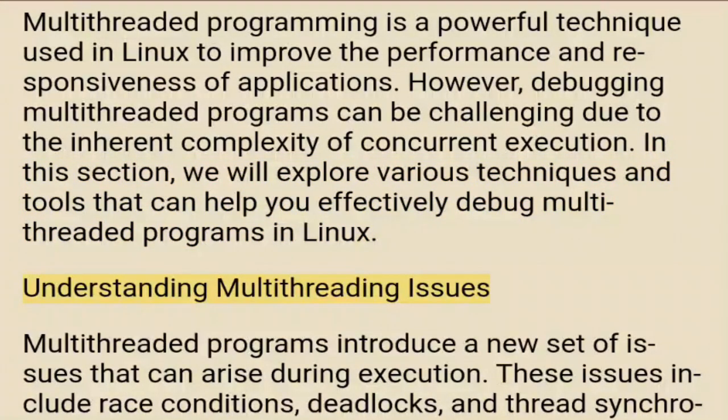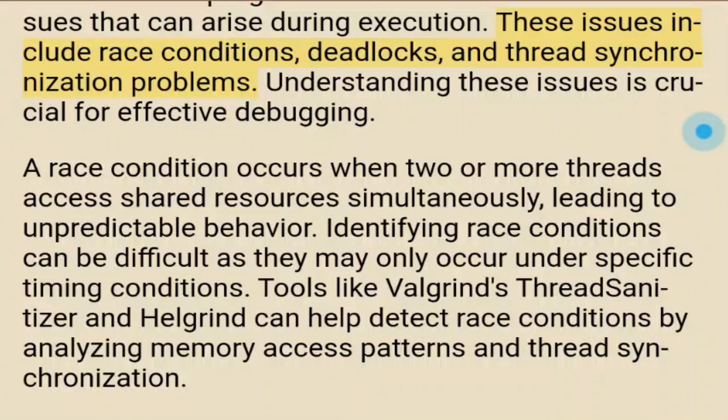Understanding multi-threading issues. Multi-threaded programs introduce a new set of issues that can arise during execution. These issues include race conditions, deadlocks, and thread synchronization problems. Understanding these issues is crucial for effective debugging. A race condition occurs when two or more threads access shared resources simultaneously, leading to unpredictable behavior. Identifying race conditions can be difficult as they may only occur under specific timing conditions.